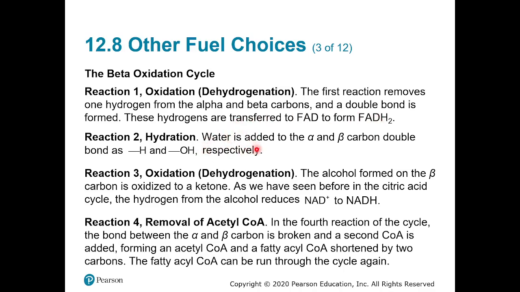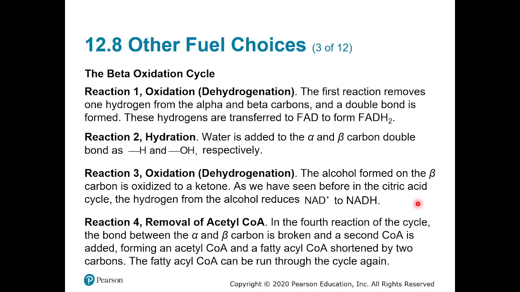The next step is going to be hydration. So we're going to add water across that double bond. And so that's going to add an OH and an H across the alpha and beta carbon double bond. The OH goes on the beta carbon. And so we're putting an oxygen there so we can do our next step. The next step is going to be another oxidation, another dehydrogenation. We're going to remove a hydrogen off that OH and a hydrogen off the beta carbon, and that's going to give us a ketone. And so now we've generated our ketone. We've done an oxidation, and so we're going to reduce NAD plus to NADH. Notice we're harvesting energy.